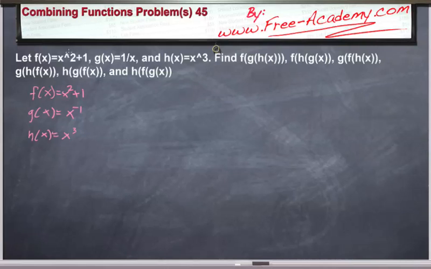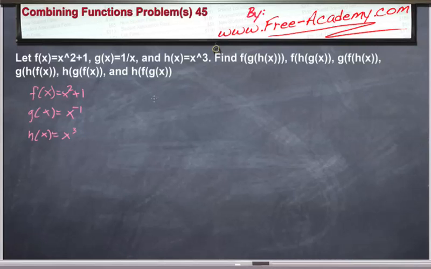We're going to practice combining functions by doing a modified problem out of the textbook, problem 45. The problem gives us f of x equals x squared plus 1, g of x equals x to the negative 1, and h of x equals x to the third. The textbook asks us to find f of g of h of x, but we're going to find all 6 combinations, including f of h of g of x, g of f of h of x, and so on and so forth.